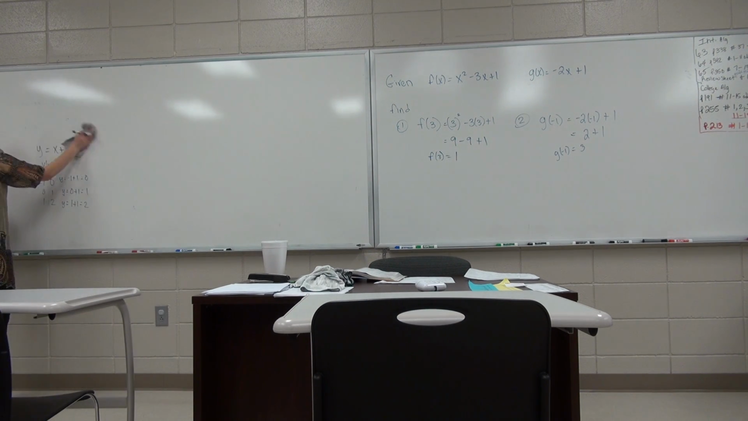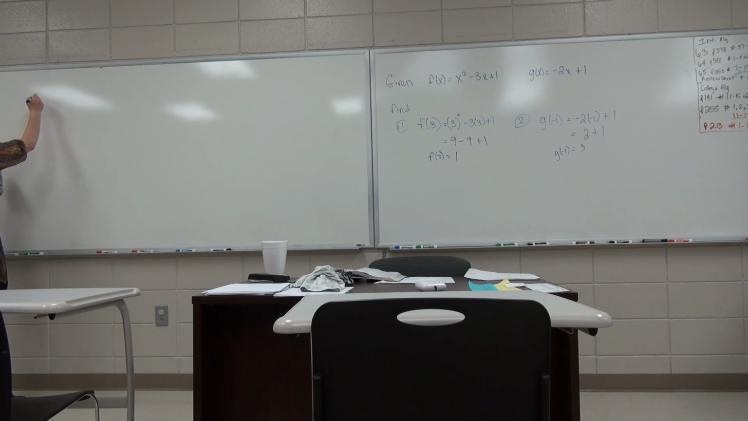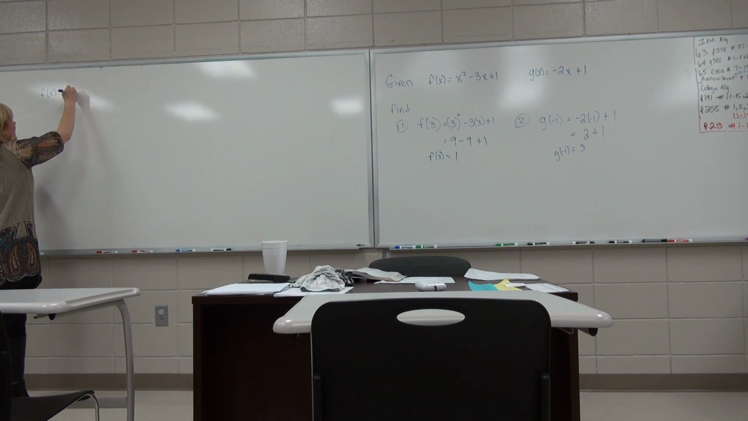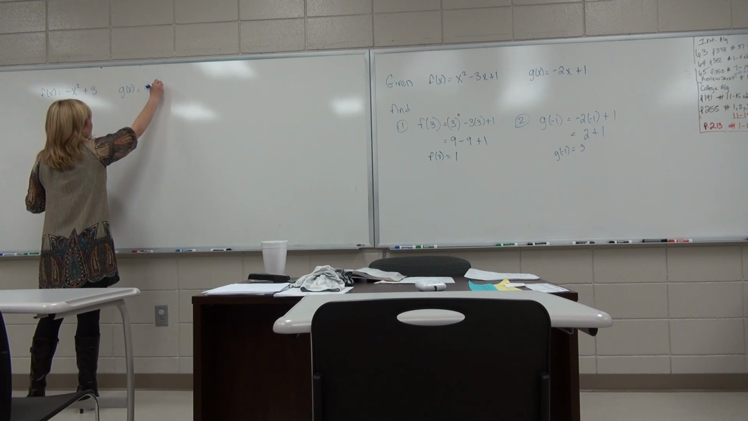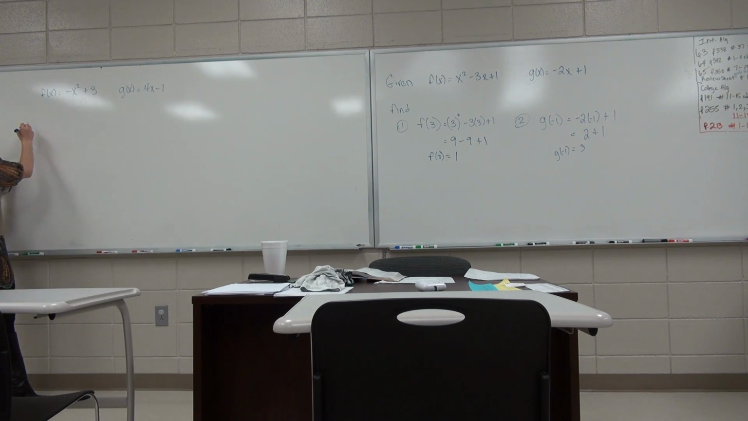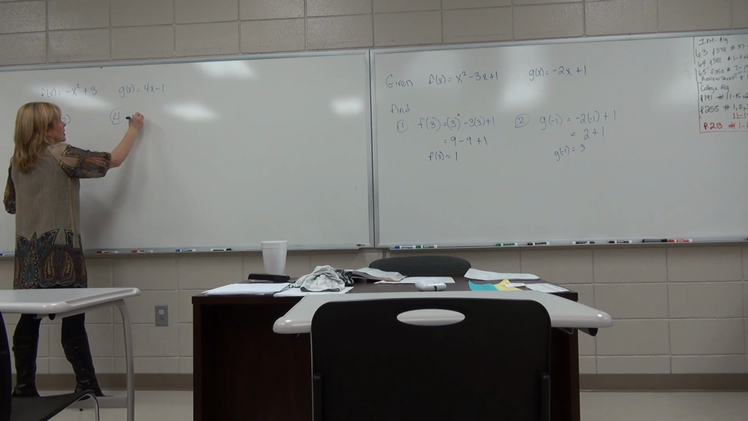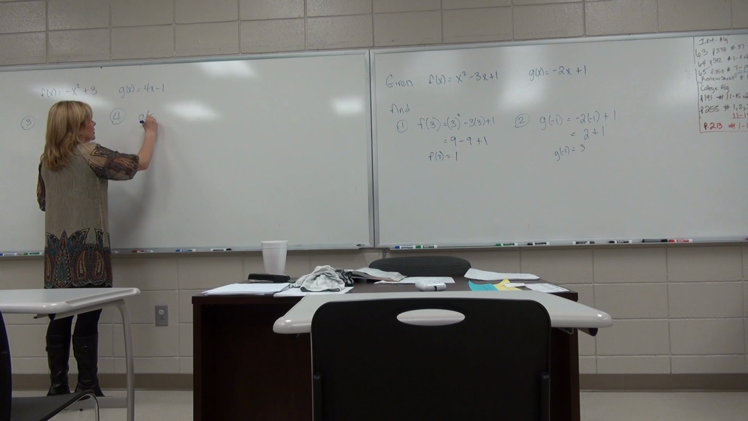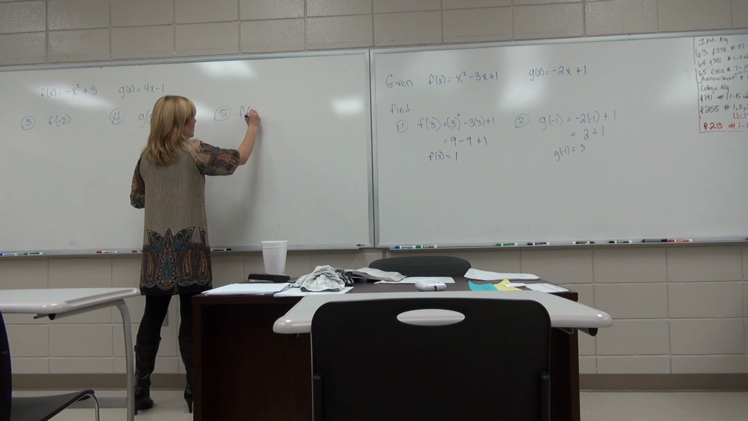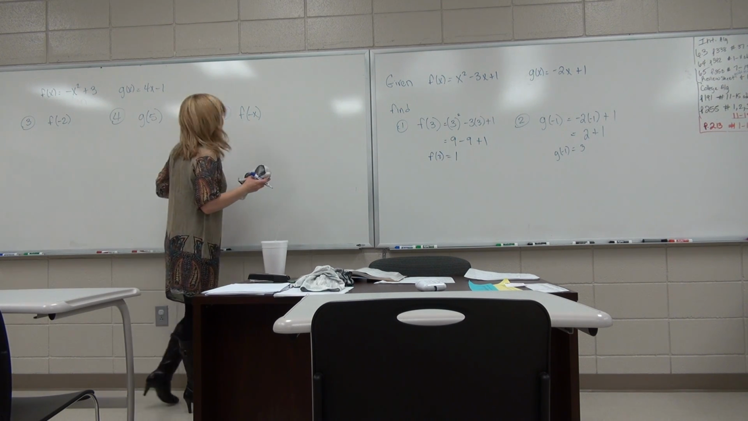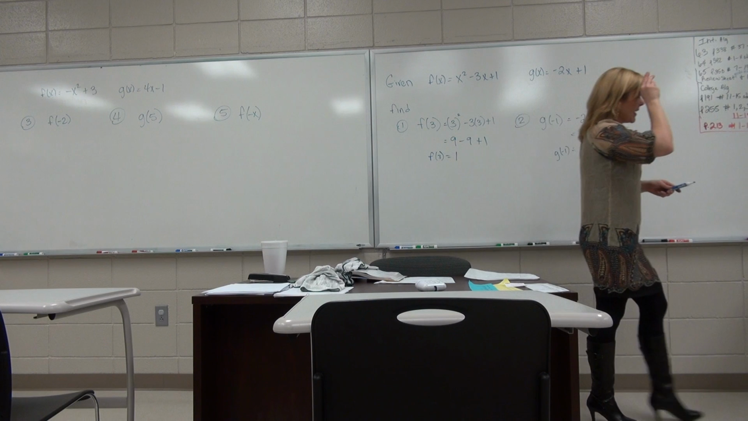Okay? Alright, let me give you another one. I'll give you some more here to do. Let's say this time I told you that f of x is negative x squared plus 3, and g of x is 4x minus 1. Let's say I want to find f of negative 2, I want to find g of 5, and then I'm going to find f of negative x. Find the first two first, and then we'll talk about that negative x being in the parentheses.